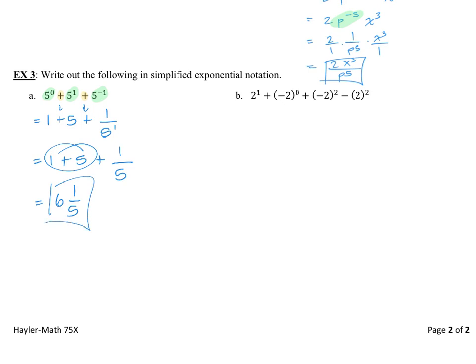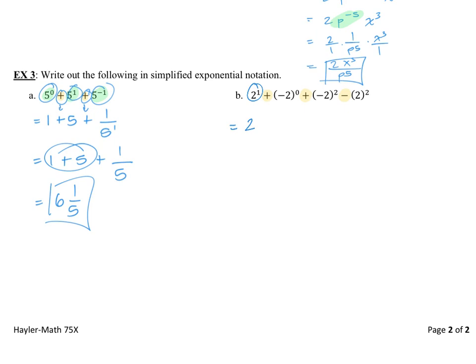Okay, so this one was interesting because we had the addition going on. But remember, we can't actually use any rules of exponents on the addition. All we can do is use it on the terms in between. All right, let's take a look at this one. I'm going to go ahead and once again split this up, looking at the additions or the subtractions. All right, so what do we have here? We have 2 to the 1 power. What is 2 to the 1? Well, anything to the 1 power is just itself, so that's just going to be 2.